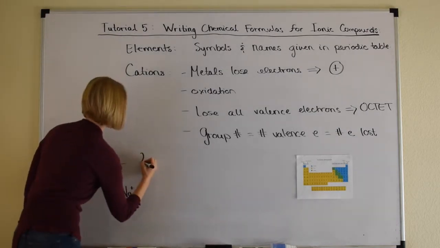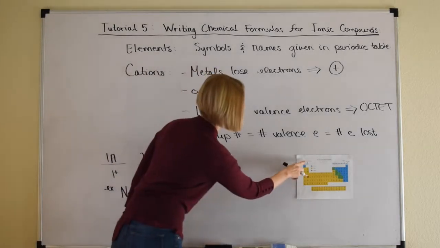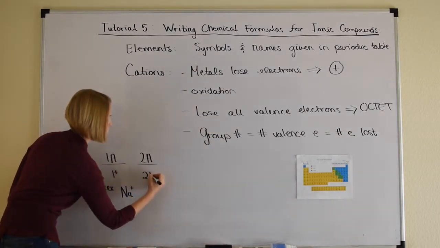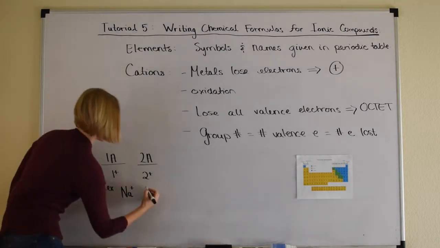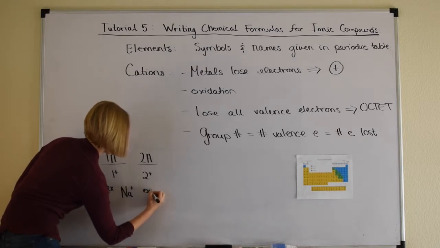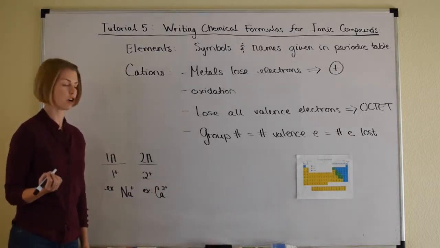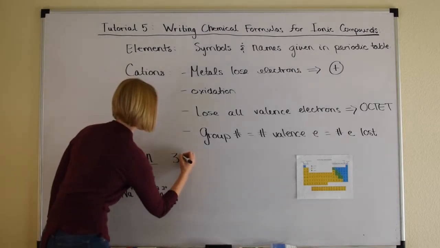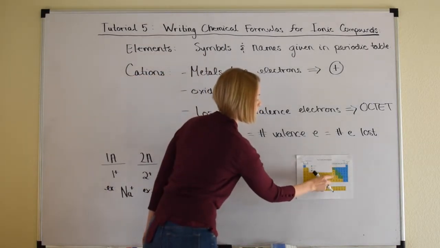So all of your group 2 alkaline earth metals have 2 valence electrons, and therefore they're going to lose those 2 valence electrons and obtain a 2 plus charge. Okay, so for example, we'll just use calcium. When calcium loses its 2 valence electrons, it obtains a 2 plus charge, and we would indicate that like so.